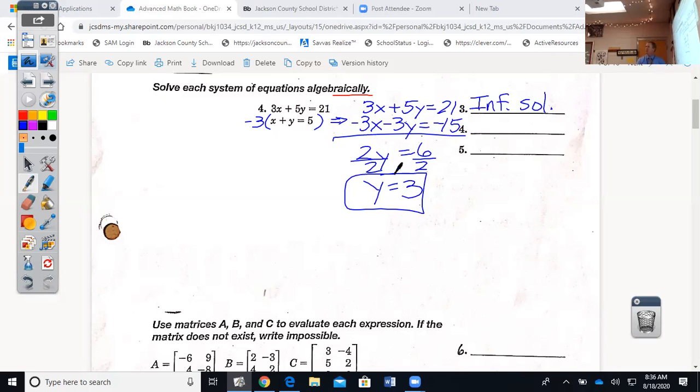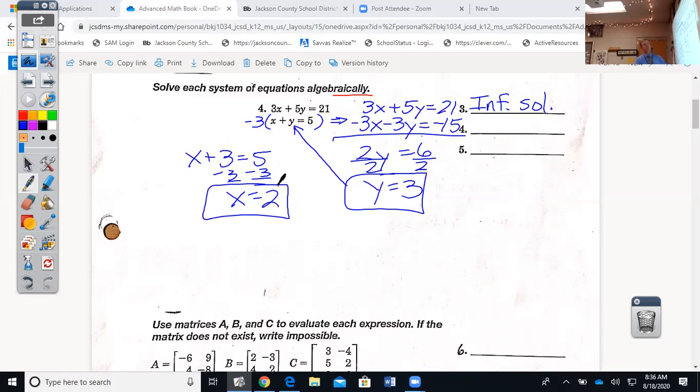Y is 3. And then what do we do to get x? Plug it in. So I'm just going to plug it into that one right there. X plus 3 equals 5. Subtract 3. X is 2. So that is your one answer, 2, 3. Everybody good?